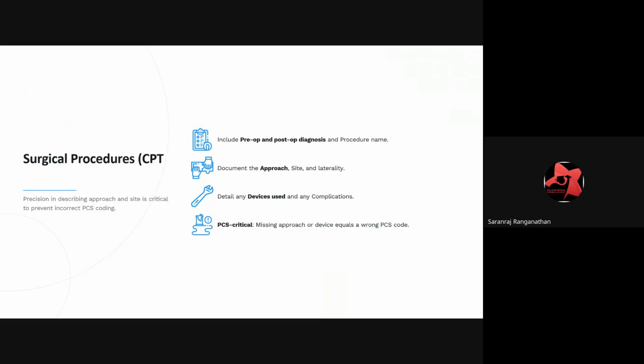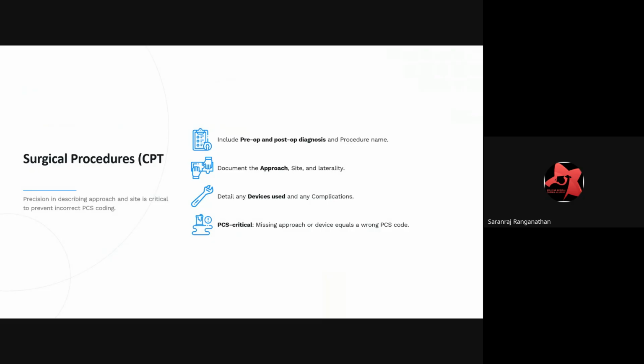The first thing is surgical procedure. When it comes to a surgical procedure, the preoperative and post-operative diagnosis is very, very important. Then approach, site, and laterality. Simply I cannot go and do the procedure. When I do the surgery, I need to know what the diagnosis is. After the surgery, what would be the diagnosis, and what is the approach, site, laterality, devices used, or any complication. These are all very, very important.